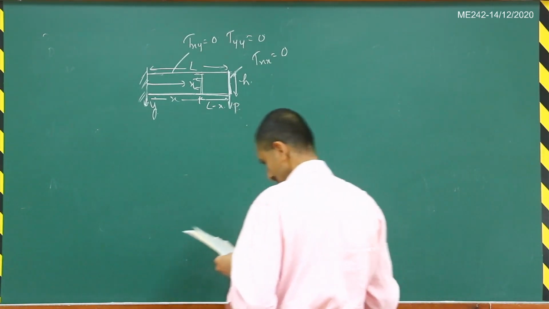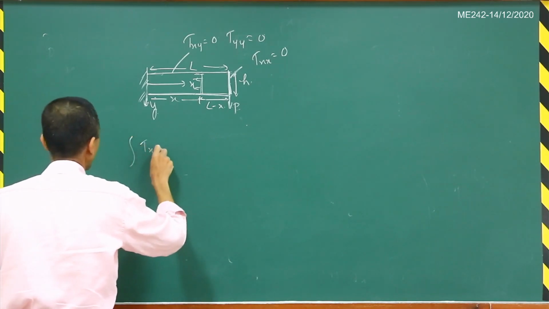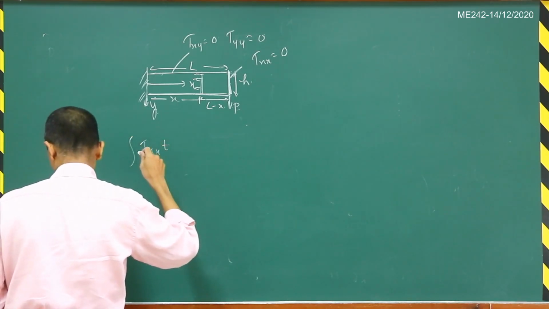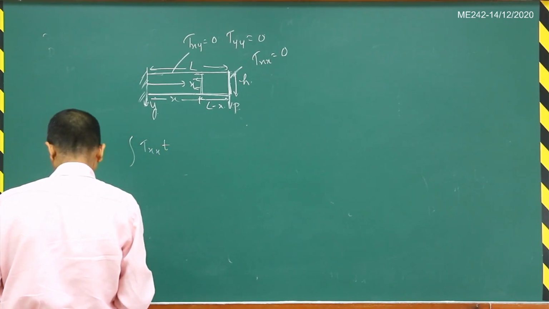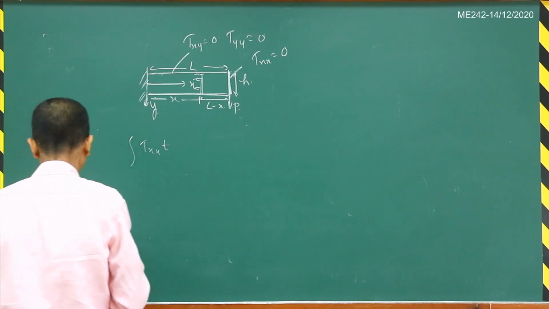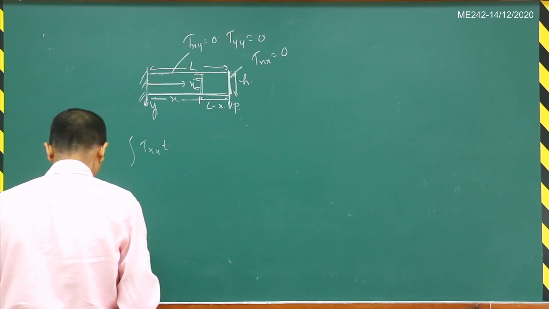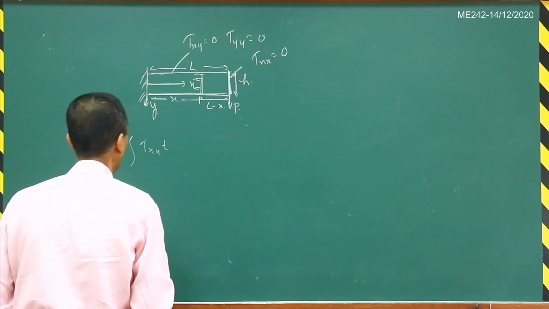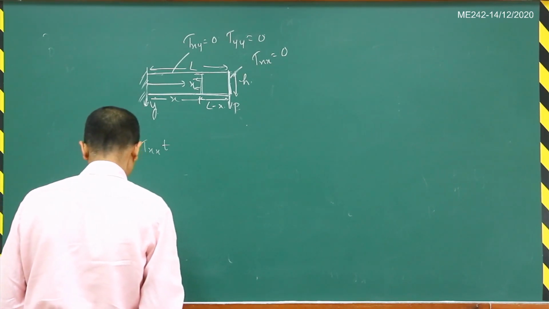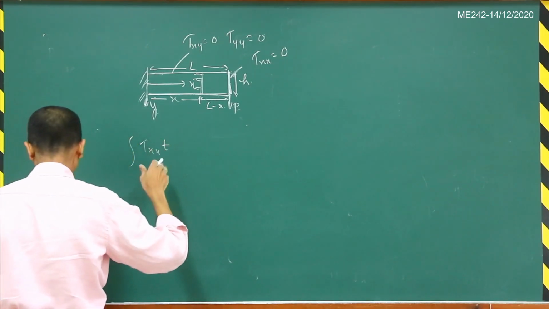So the integral of tau xx times t times just 1 second, the moment, sorry about that, this I think is just the resultant force. Just 1 second. So first let us just find the force and then we will find the moment.